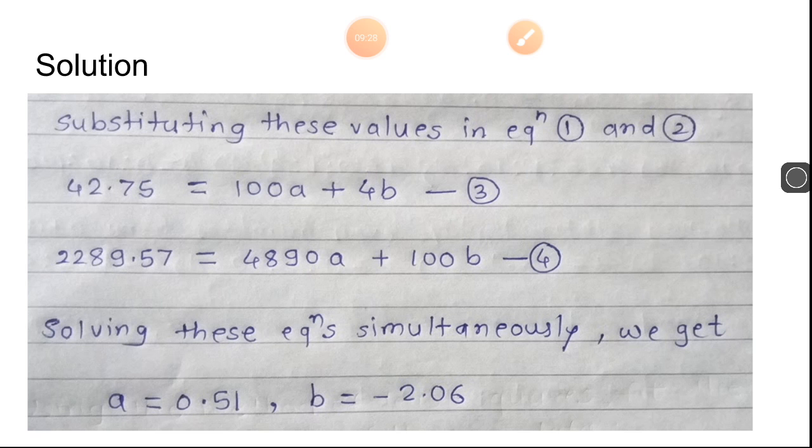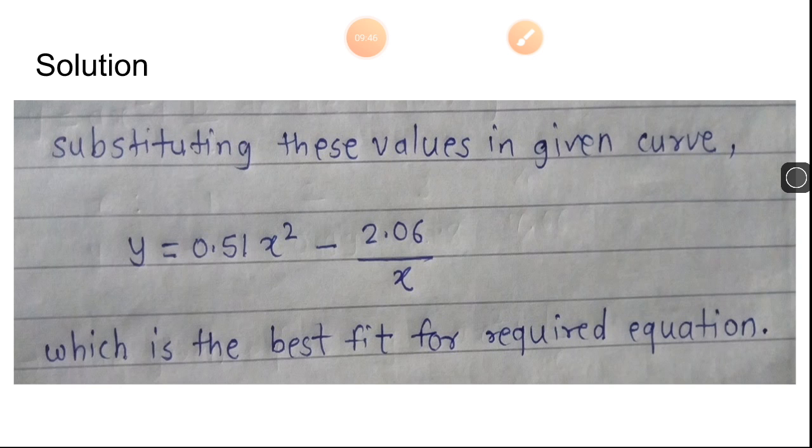Now we have to solve these two equations, and after solving these equations simultaneously, we get a is equal to 0.51 and b is equal to minus 2.06. The last step, we need to substitute values of these constants in the given equation, and that equation becomes y equal to 0.51 x square minus 2.06 upon x, which is the best fit for the required equation.